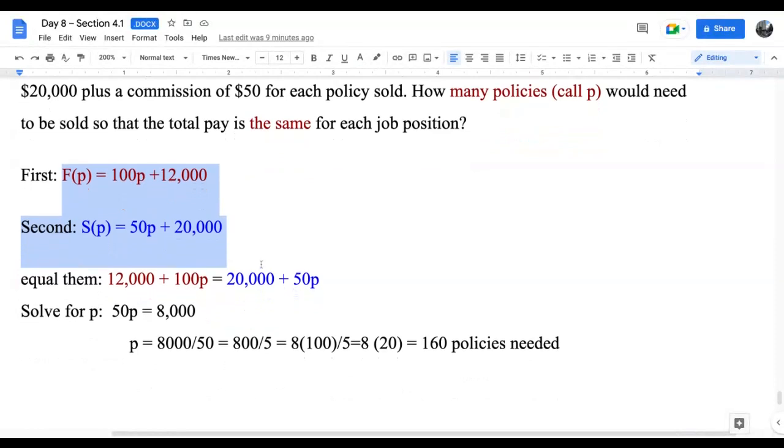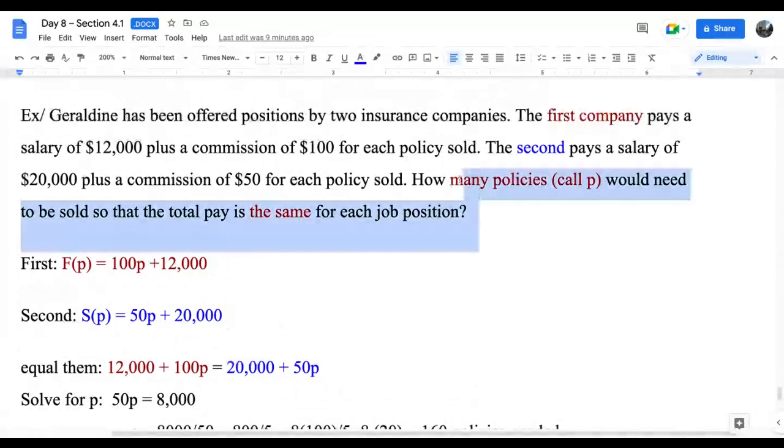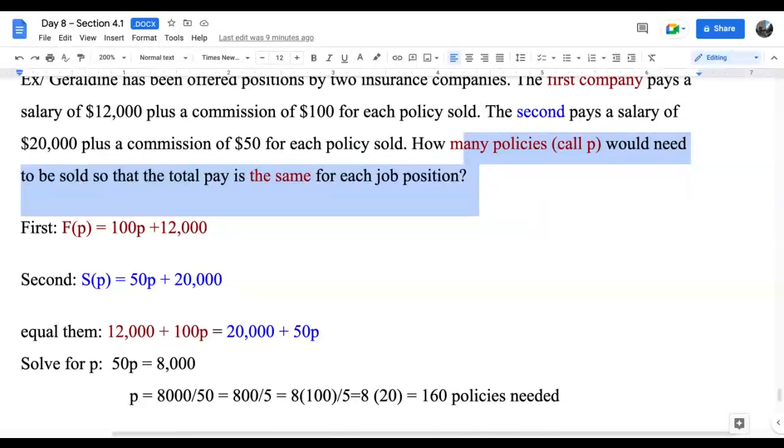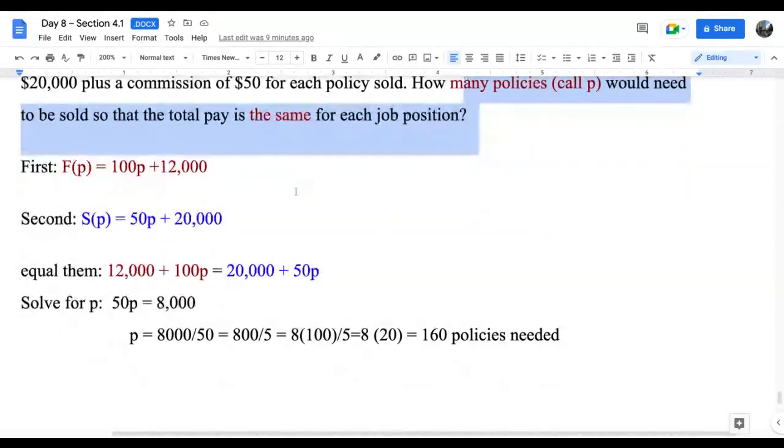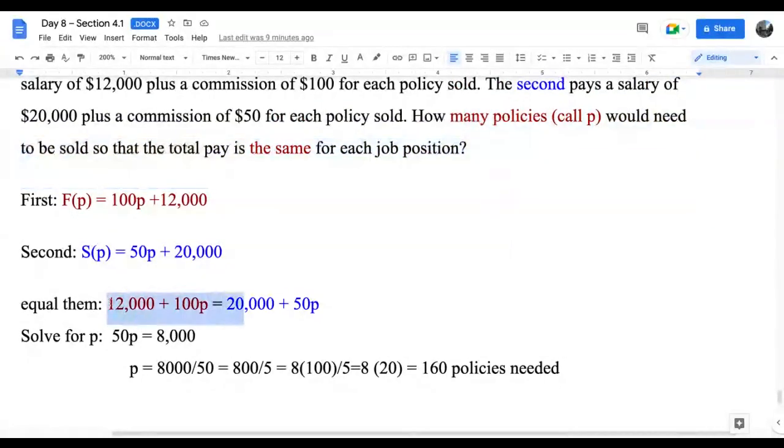But we don't really need that. What we need now, because this is asking how many policies being sold for the total pay to be the same, that means F equals S, right? So F equals S.